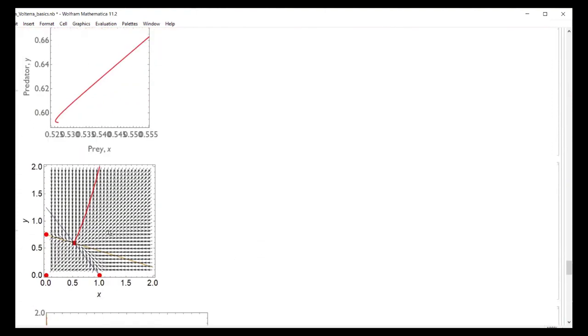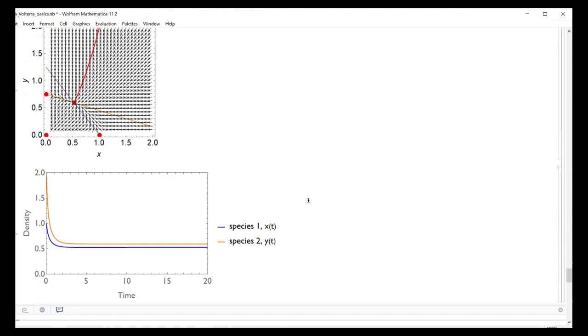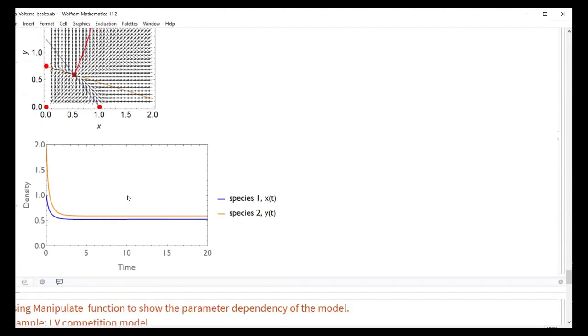And you can see together all of the things, that the vector field shows that the motion is towards the fixed point, and the motion is towards the fixed point from that initial condition. So we have only one stable fixed point, which in that case is the coexistence of the two species. And you can see the coexistence of these two species here as well. They converge very fast to this value.